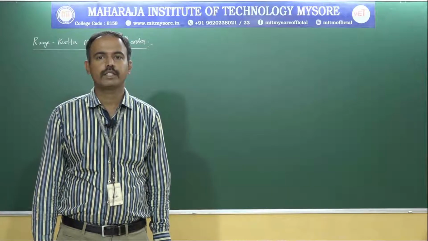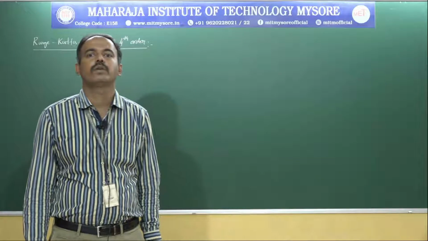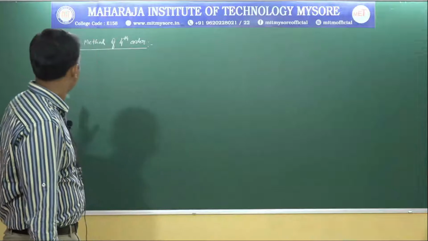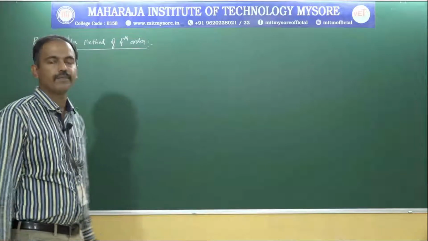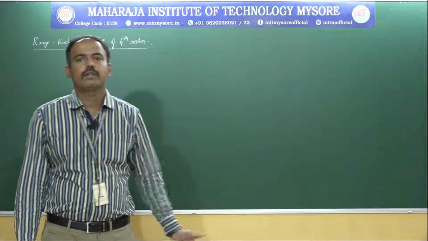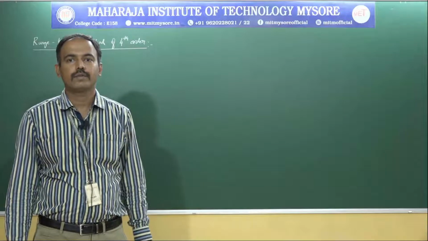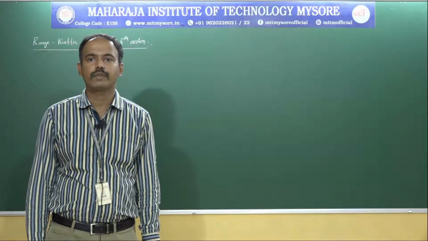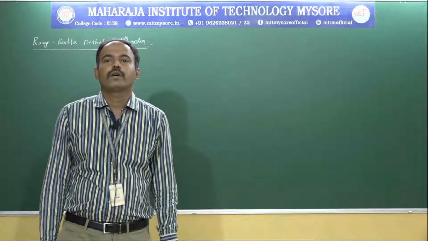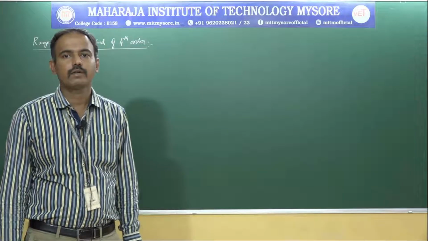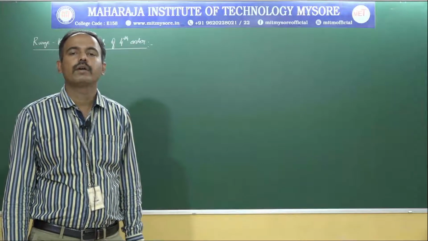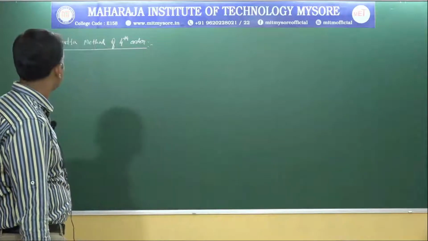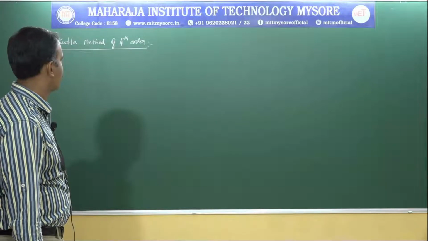Now in today's session, I am going to discuss the next method, the Runge-Kutta method of fourth order. In the previous two to three sessions, all of you already know how to solve the first order and first degree ordinary differential equation with the help of the Taylor series method, and the next one with the help of the modified Euler's method. Now the next method is the Runge-Kutta method of fourth order.